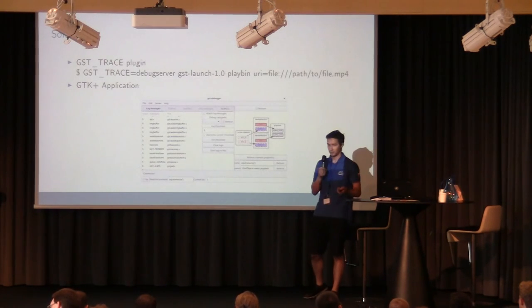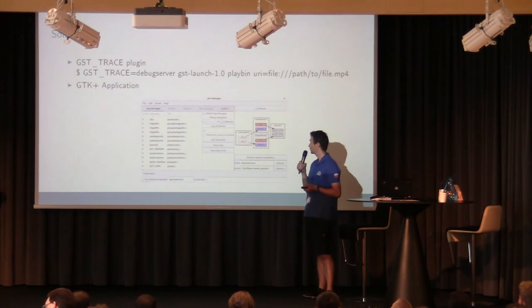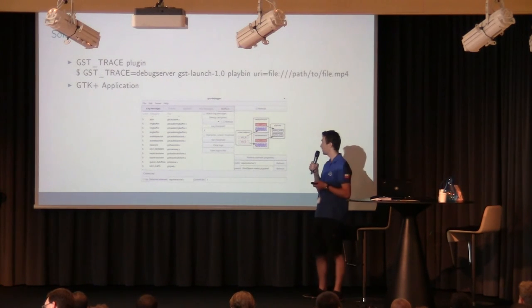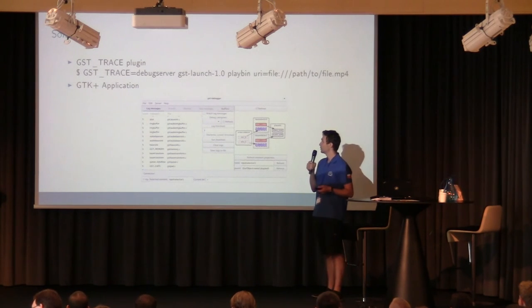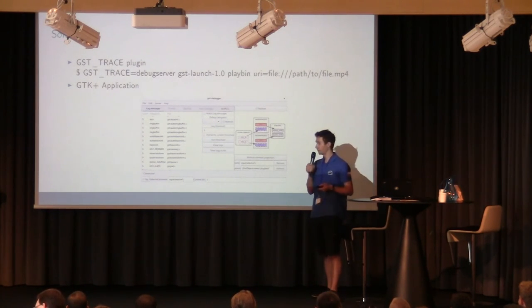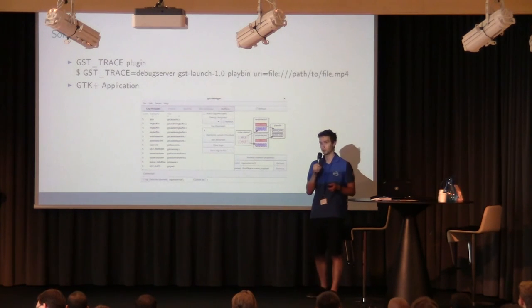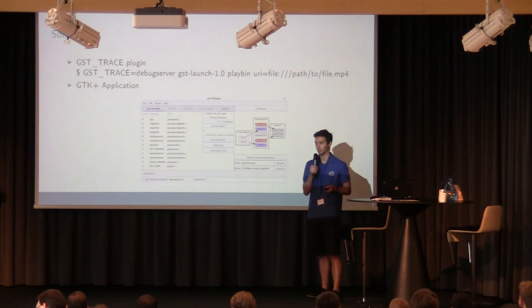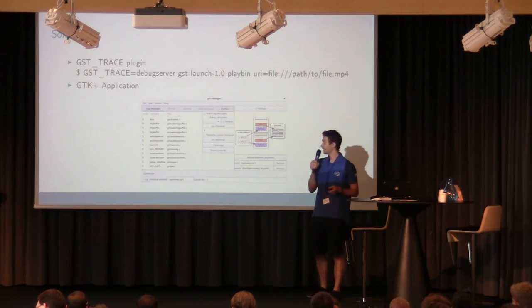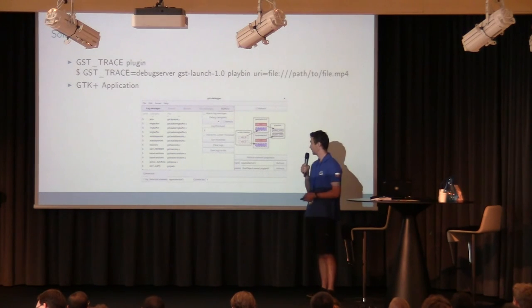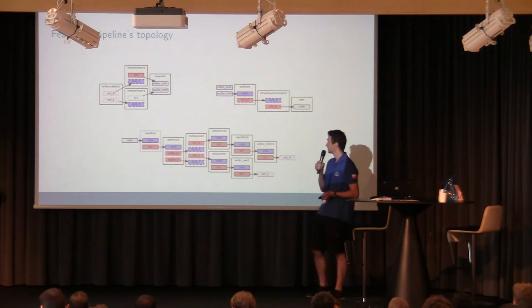Okay, so that's the solution. My project consists of two parts. The first part is the server. It's implemented as a GstTracer plugin. The GstTracer module is not available in the current stable GStreamer version, but it will be in the future. And the client side is a GTK+ application. It looks like that.